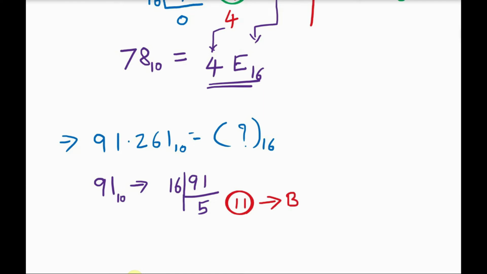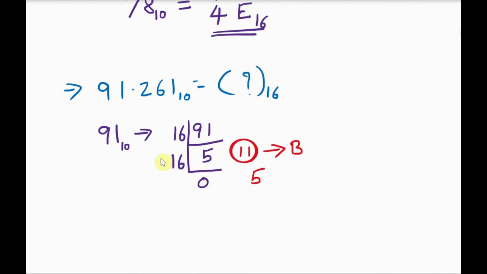Again we have to divide this 5 by 16. We cannot divide it, so 0 times 16 is 0 and the remainder is 5. So 91 to the base 10 is equal to 5B to the base 16. Always we have to write the last remainder first, then move upwards.